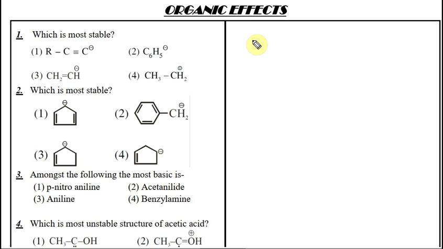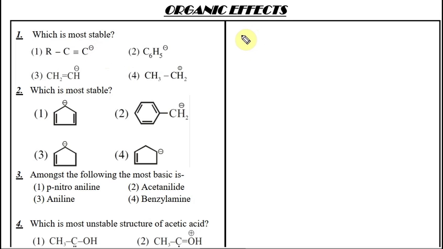Question number 1. Which is the most stable among the given carbanions? A carbanion is where a carbon has a negative charge. We have not seen chemical bonding yet. So with chemical bonding we could say hybridization itself. At this point, let's put it this way.